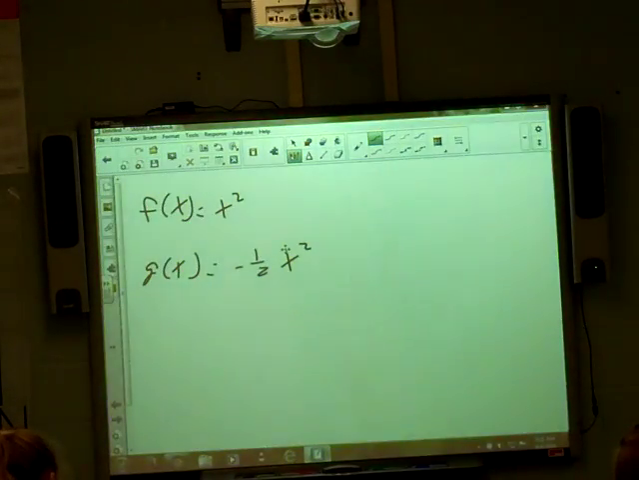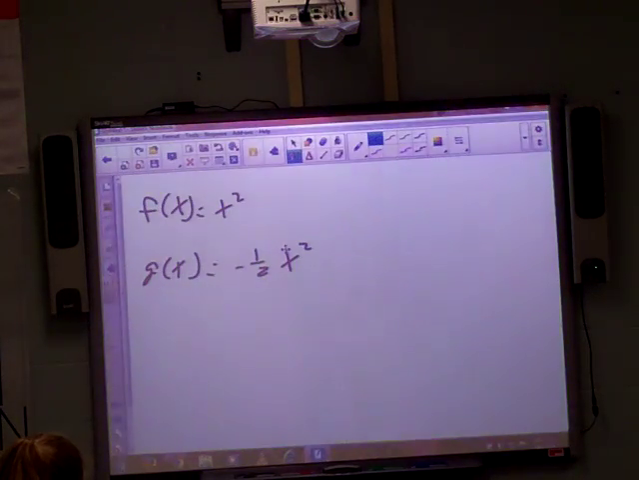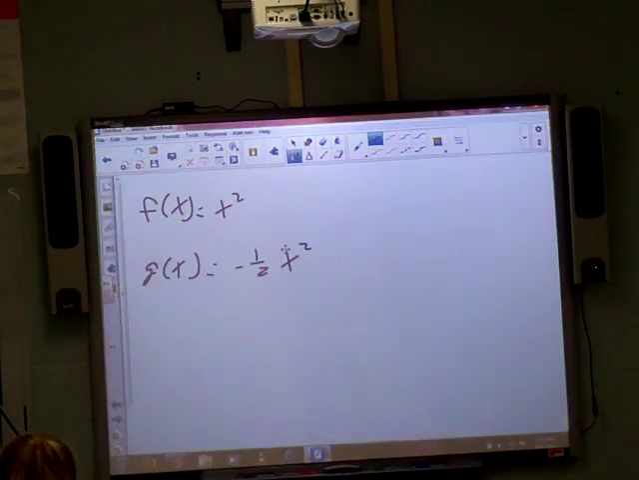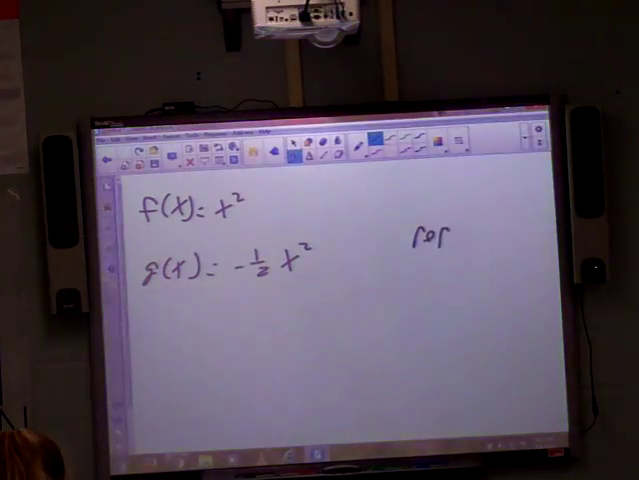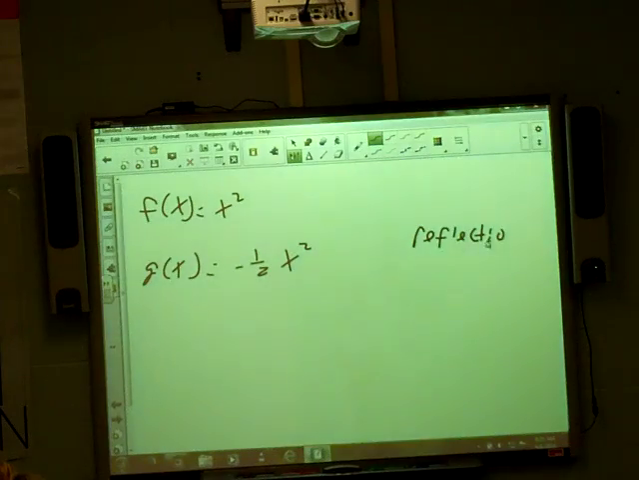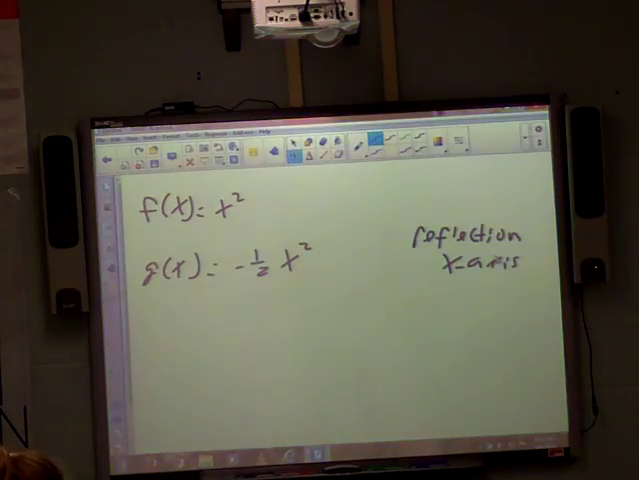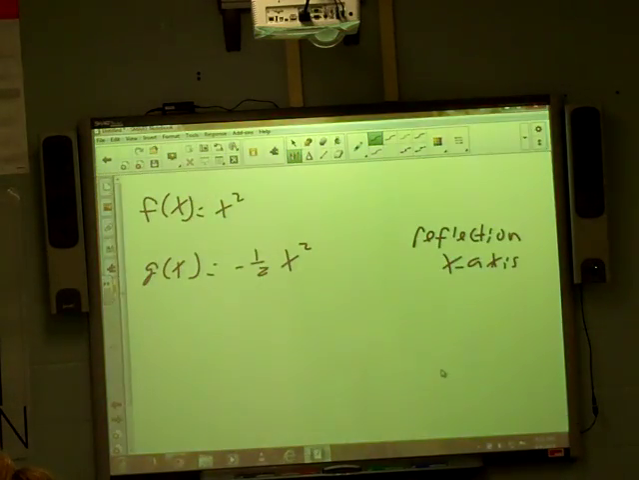All right, so first off, we got a negative. Let's deal with the negative first. What does that negative out in front of the whole thing mean? Good. It's going to be a reflection. And since it's out in front of the whole thing, it's going to be on the x-axis. Reflection on the x-axis. Everybody good on that?